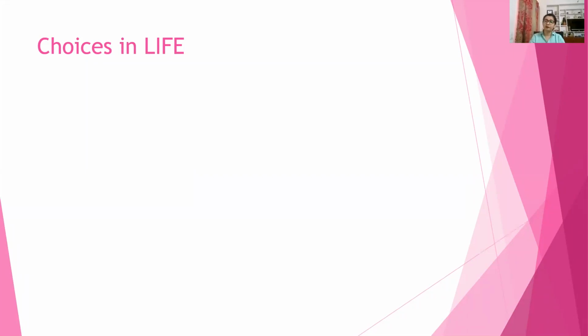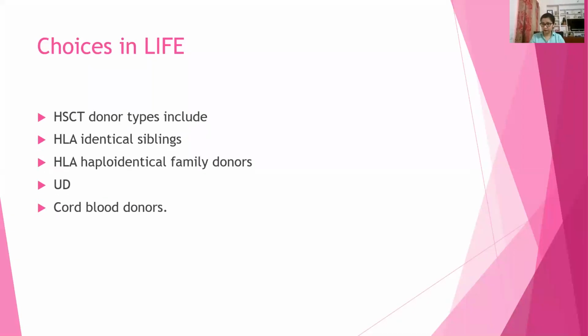So our life was simple when we only had matched sibling donors. But now it's not the same. Our juniors have the luxury of lots of donor options available. So we have HLA identical siblings, haploidentical family members, unrelated donors, and cord blood donors. We can find HLA identical siblings in about 25% of the cases, haploidentical donors in more than 90% of the cases, cord blood donors in more than 80% of the cases. But for unrelated donors, I've written 30 to 90%. So it can vary. For a few, it is only 30%, but for a few, it's 90%.